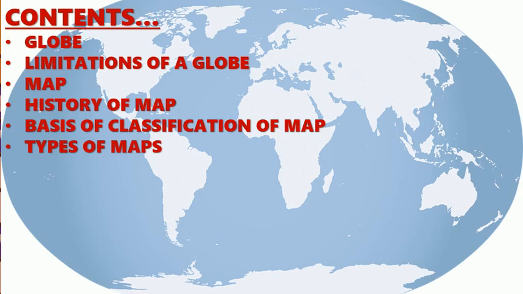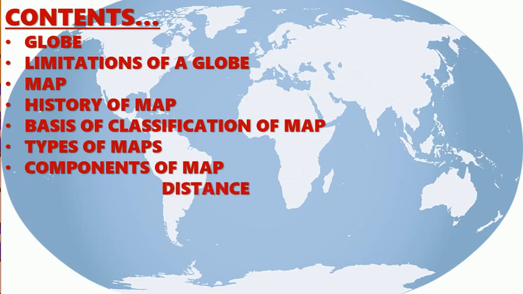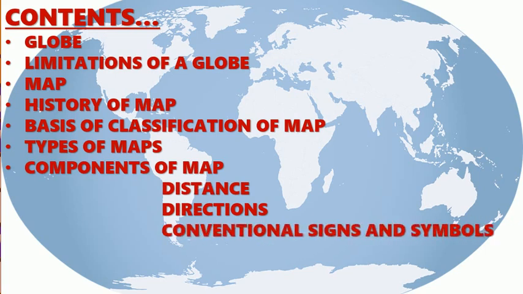The topic which we are going to deal with today is components of map, under which we'll be discussing distance, directions, conventional signs and symbols. Let us move ahead with the topic.